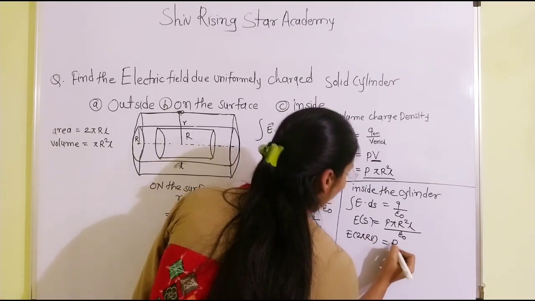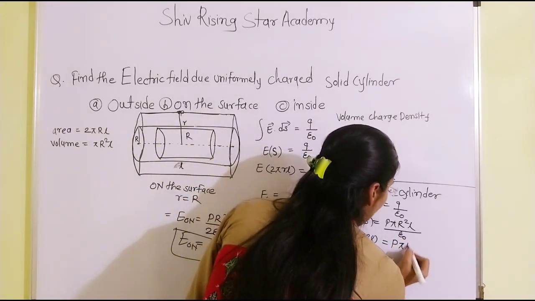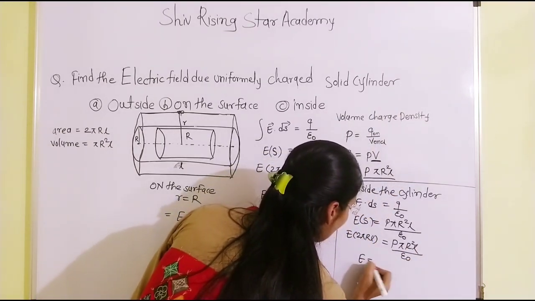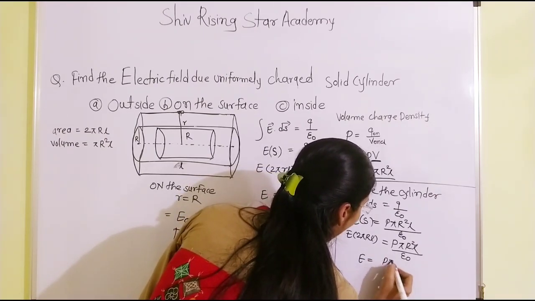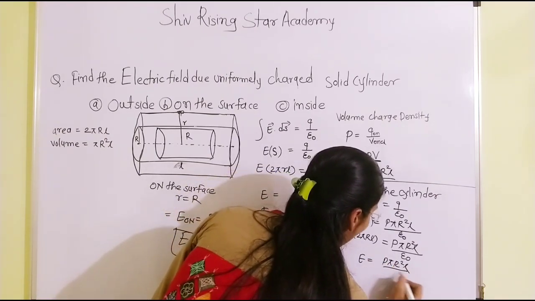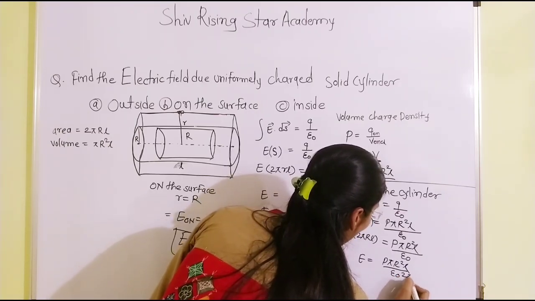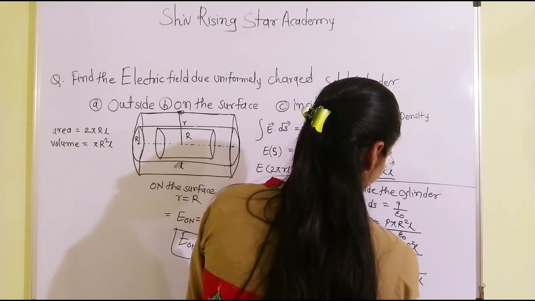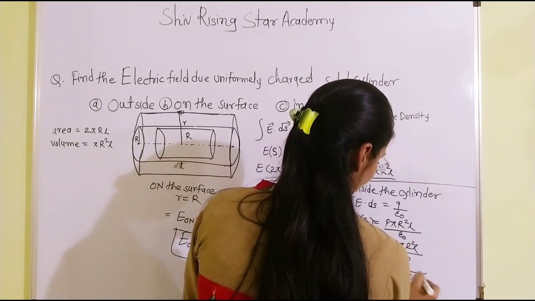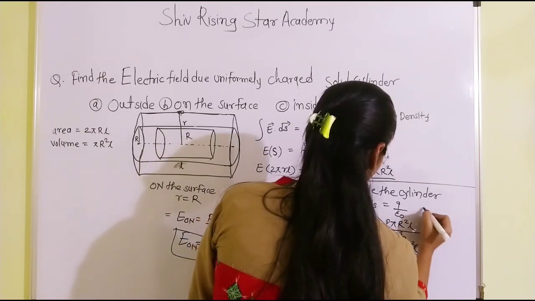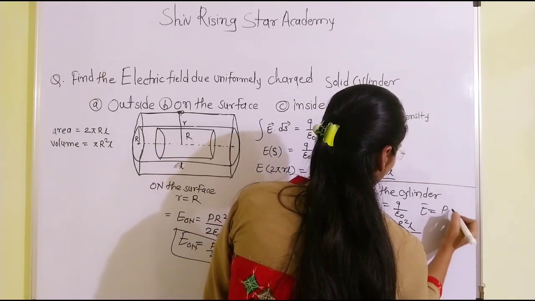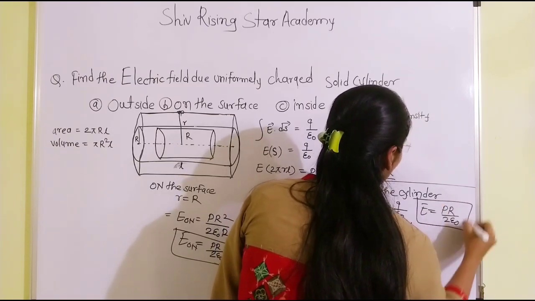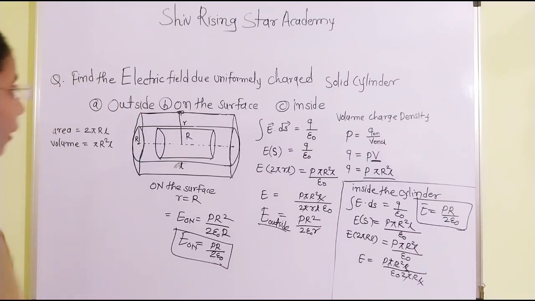So rho pi r square L by epsilon naught, and we have to find E. So E is equal to rho pi r square L by epsilon naught into 2 pi r L. The pi gets cancelled, one r gets cancelled, L gets cancelled. So E is equal to rho r by 2 epsilon naught. This is the electric field inside the cylinder.